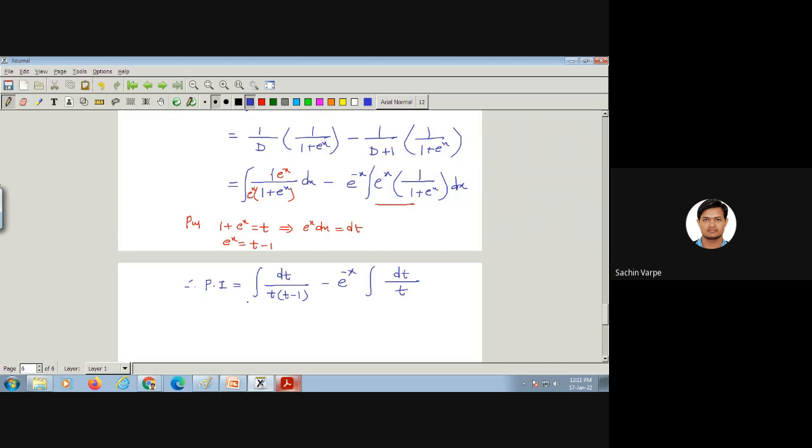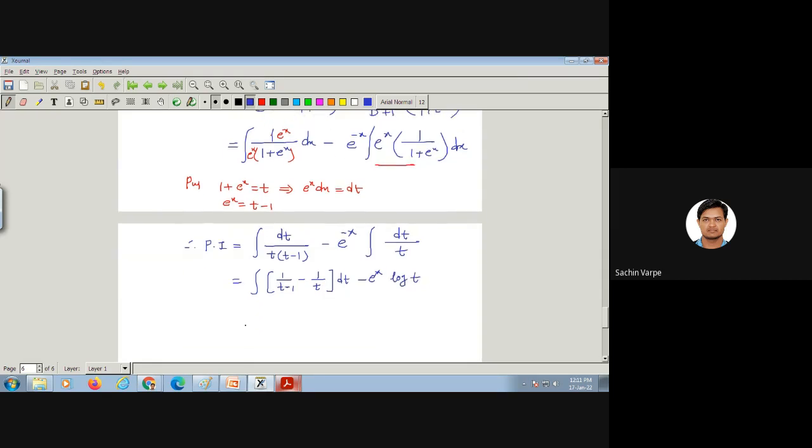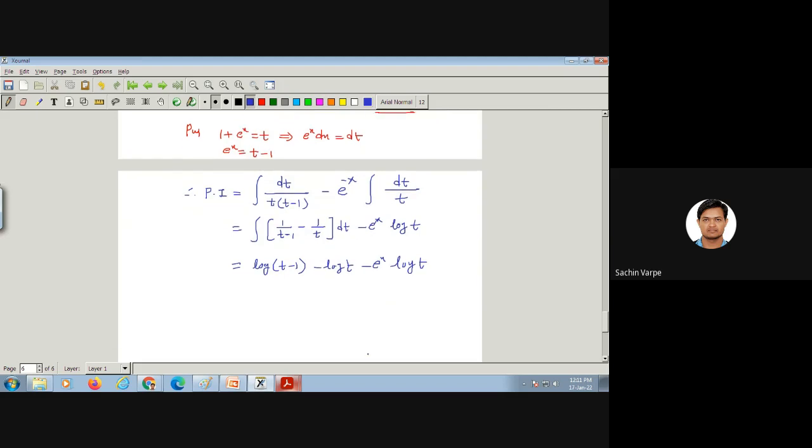Now I will separate this using partial fractions, 1 upon t and t minus 1. So a will be minus 1 and b will be 1: 1 upon t minus 1 minus 1 upon t, dt, minus e raised to x into 1 upon t. The integration of 1 upon t is log t, isn't it? So this can be written as log of t minus 1 minus log t minus e raised to x log t, and then you substitute the value of t there.